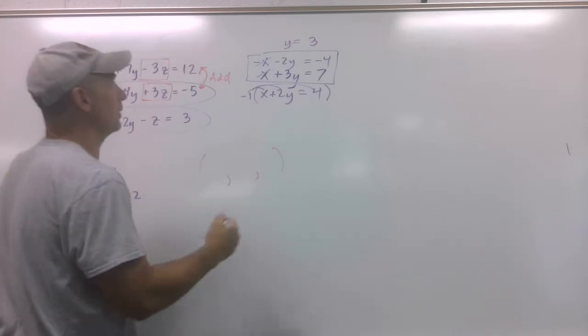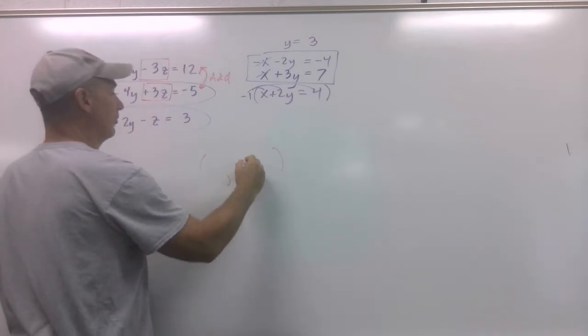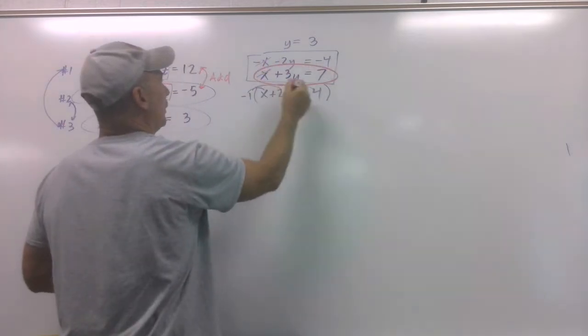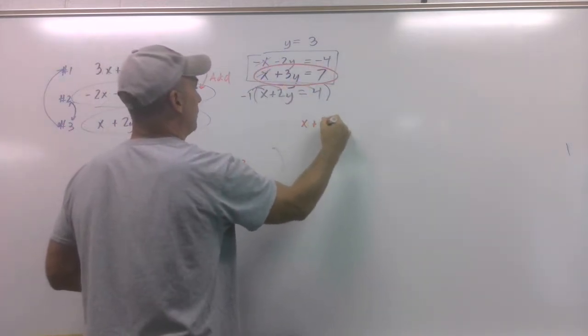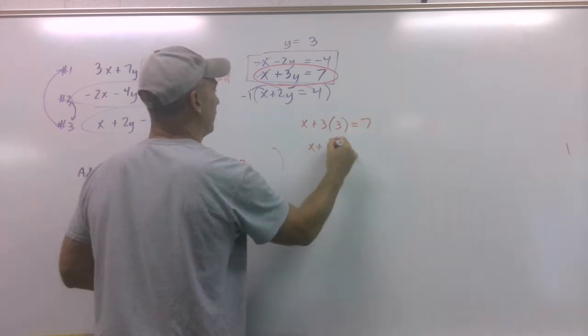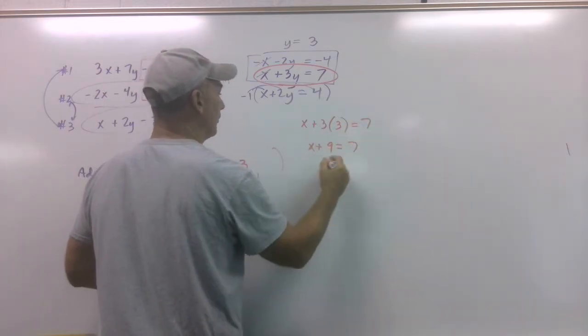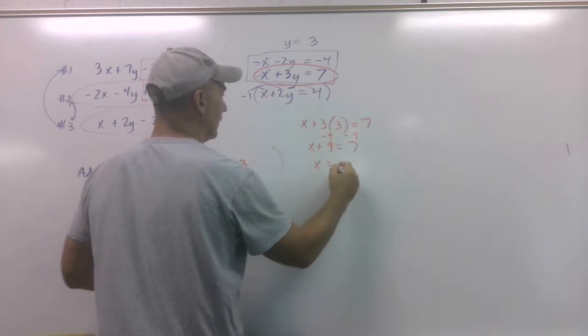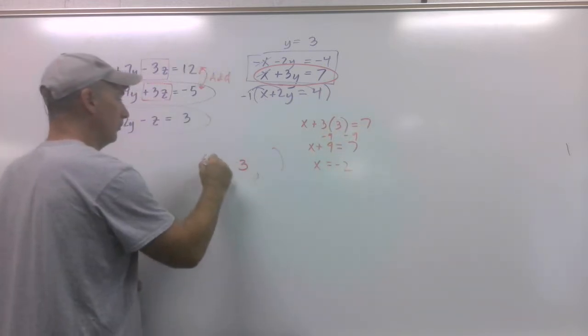Okay, so remember, our goal was to figure out x, y, and z. Red markers look a little better. We know what y is. It's 3. Okay? Well, I'm going to plug that into this one because it's just jumping out at me. x plus 3y equals 7. So x plus 9 equals 7. Subtract 9 from both sides, and I get x is negative 2.